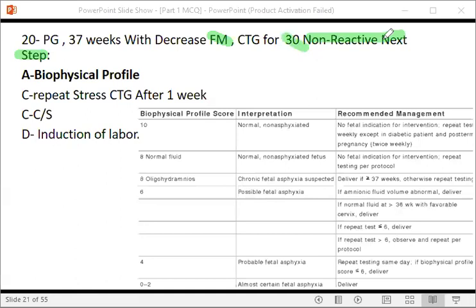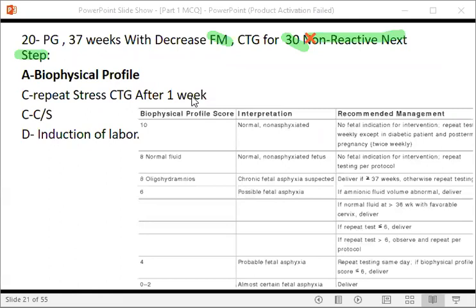Anyway, the question answer is here: biophysical profile, repeat CTG after 1 week, CS or induction of labor. I would assume this is wrong and the CTG is reactive. This is an incomplete question again, so I will assume the CTG is non-reactive. If the CTG is not reactive, it depends on the category 1, 2, or 3. In 3, I would take her for cesarean section.